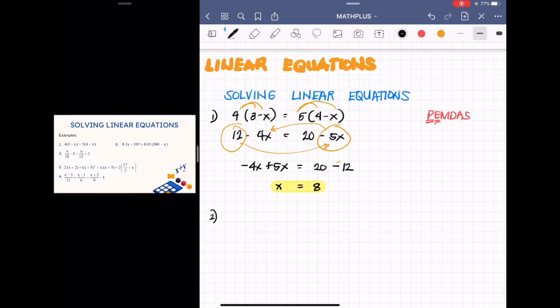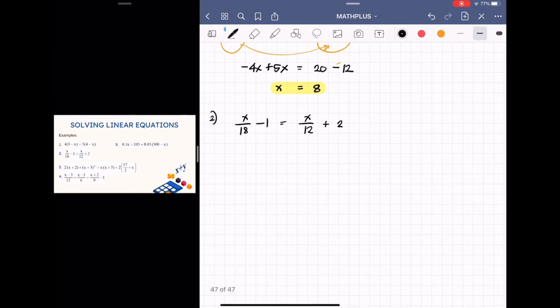Okay, second question is, you have x all over 18 minus 1 is equivalent to x all over 12 plus 2. Okay, what is the first thing to do? Other references will tell you to take the LCD first, because you have fractions. But for me, you can just move the terms with the unknown on the left side of the equation and all the constants on the right. And then afterwards, saka tayo mag-LCD.